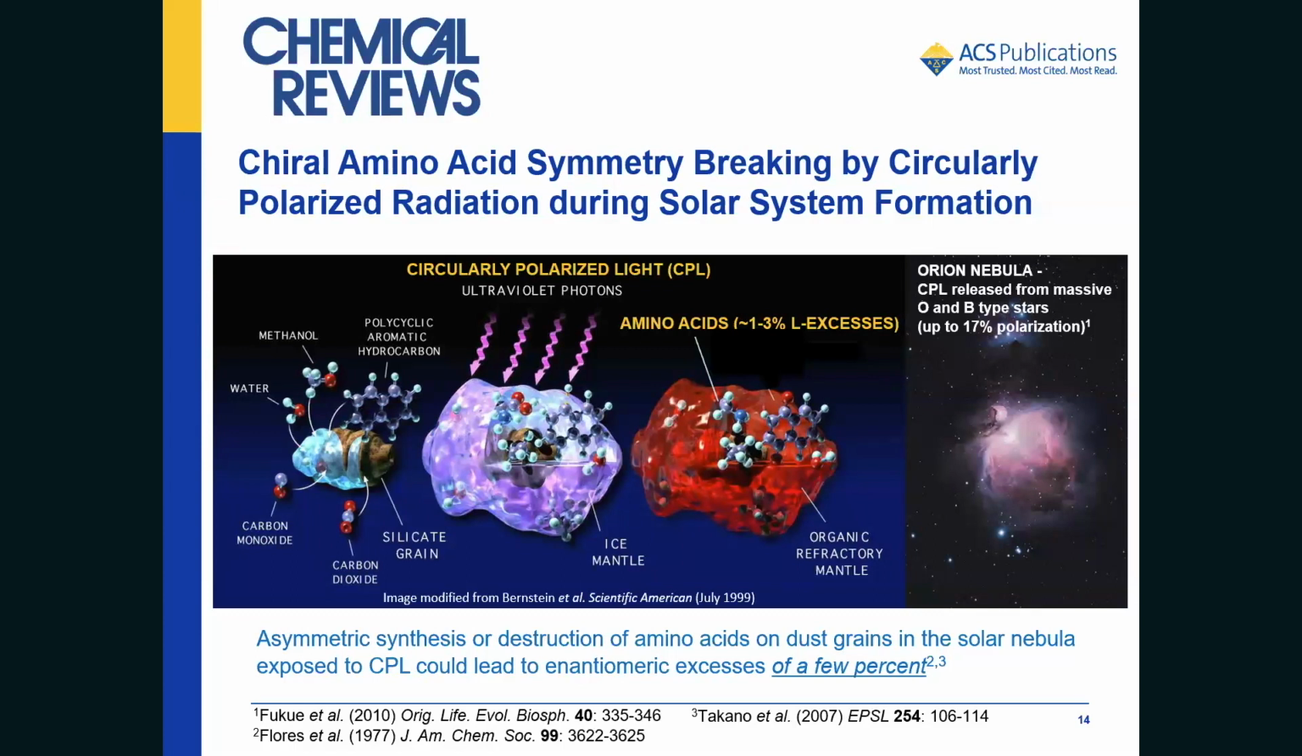So you can imagine early on in the solar system, the materials that eventually made up our solar system were exposed to this polarized radiation. And lab experiments have shown that you can induce asymmetry on the order of a few percent, but not a whole lot more. So it doesn't explain the entire magnitude of the L excesses that we're seeing, but at least it's a credible way of breaking an initial symmetry and creating a small left-handed bias.